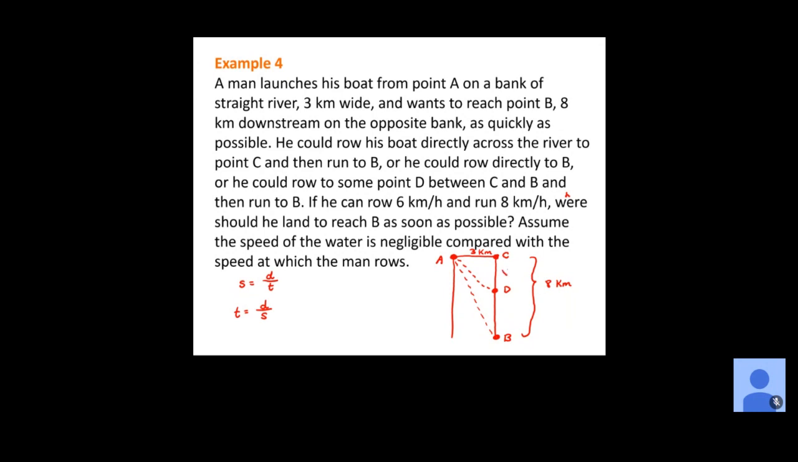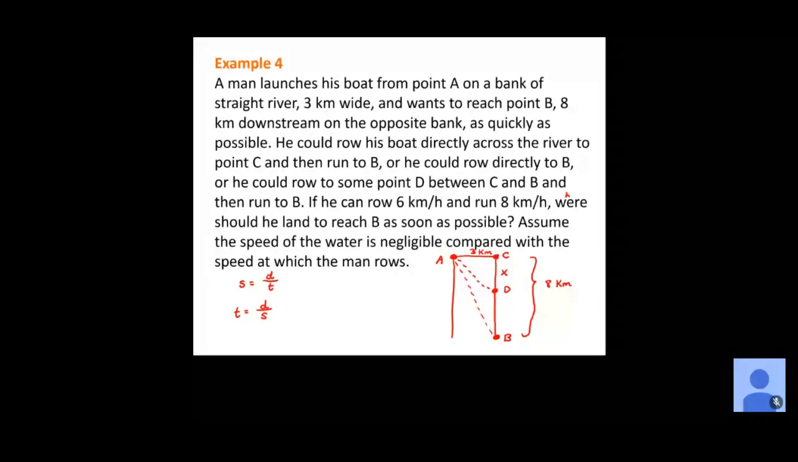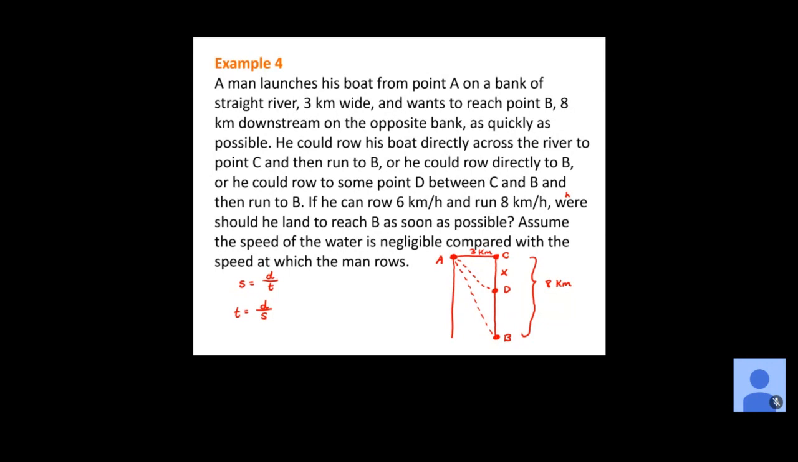So I'm going to say, let's let this distance between C and D be equal to x. That way, D could be anywhere between C and B. It could technically be, x could be 0 and it would be right on top of C. x could be 8 and it would be all the way down at B, right? So it takes care of every possible scenario between C and B, including C and B. If that's the case, though, how far would it be from D to B?